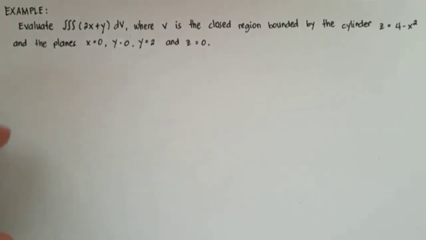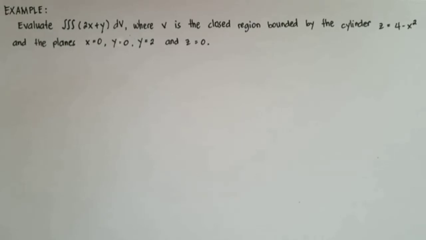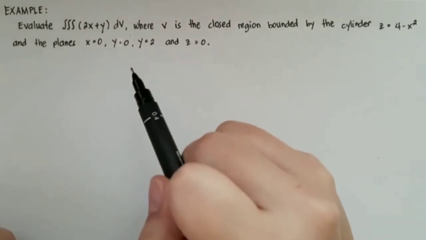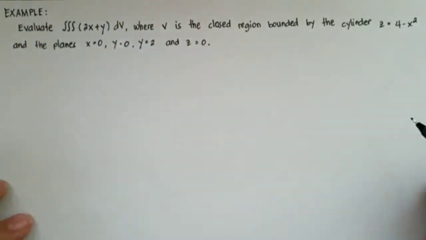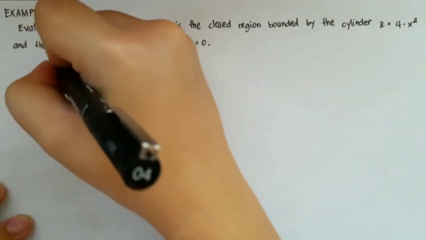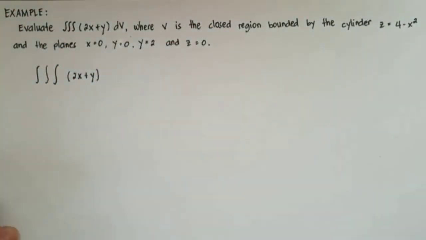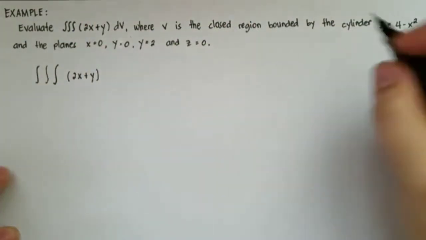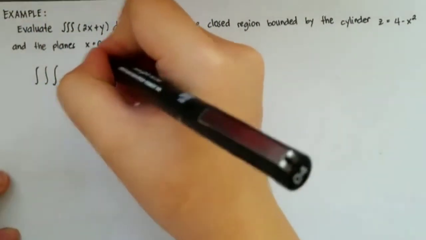For our last example, evaluate the triple integral of 2x plus y dV, where V is the closed region bounded by the cylinder z equals 4 minus x squared and the planes x equals 0, y equals 0 and z equals 0. First let's identify the limits of the bounded region. We already have the given values for y limits. For the outer integral limits, we already have the value for the lower limit of x, which is 0.